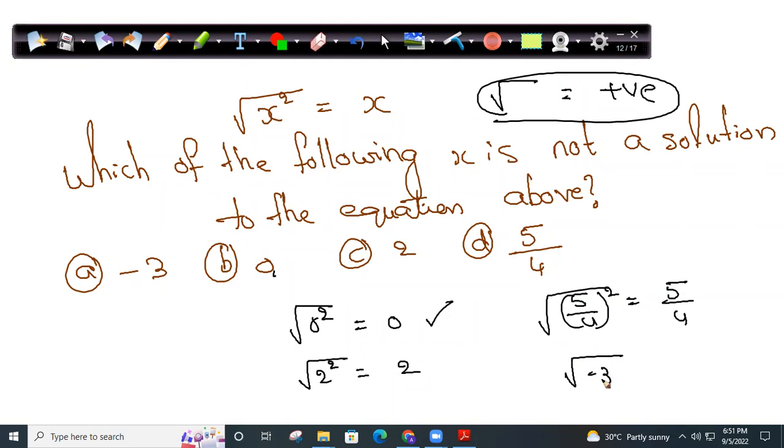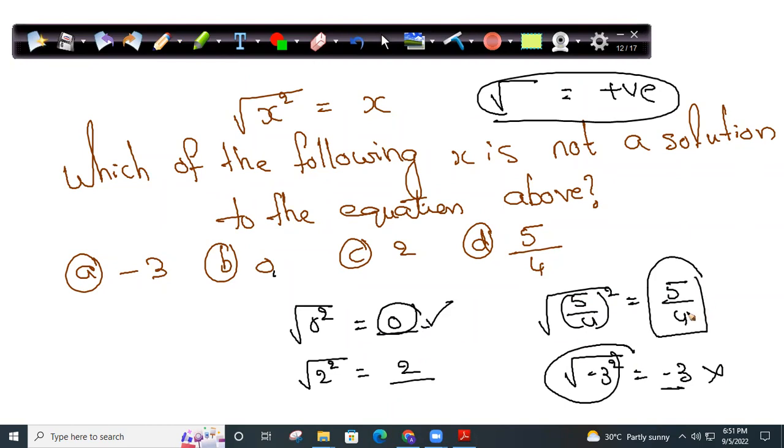Square root of minus 3 square is equal to minus 3, which is meaningless because square root of a number should be positive. 0 is neither positive nor negative, but it is same. 2 is a positive number, 5 by 4 is a positive number. The only number that does not satisfy here is minus 3. So minus 3 should not be an answer that satisfies this. I hope you understand what I'm speaking here. Correct, right?